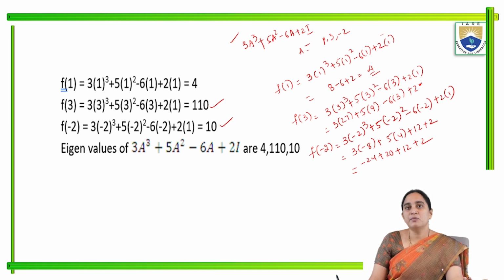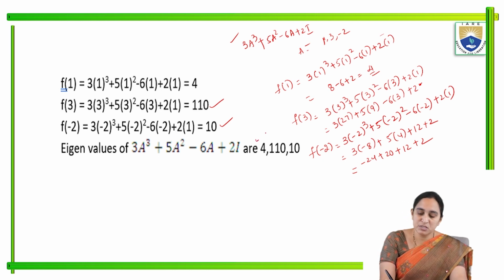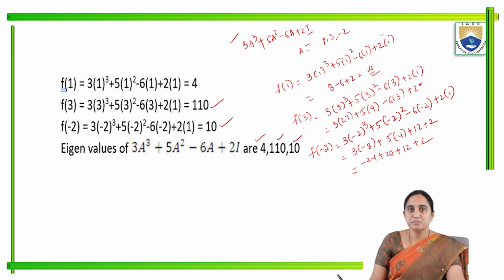Therefore, if lambda 1, lambda 2 and lambda 3 are the eigenvalues of the given matrix A, for that polynomial, the eigenvalues are obtained just by substituting. Each and every eigenvalue is substituted in the given polynomial. From that we get directly the polynomial eigenvalues. Here the first one is 4, the second one is 110 and the third one is 10. This is the answer for the third question.